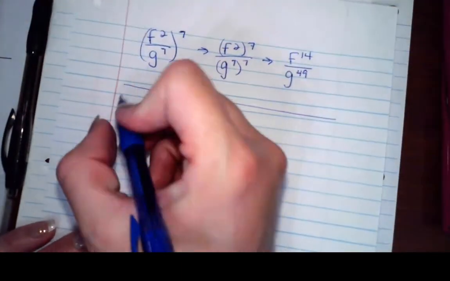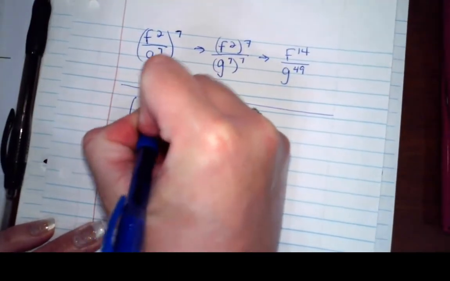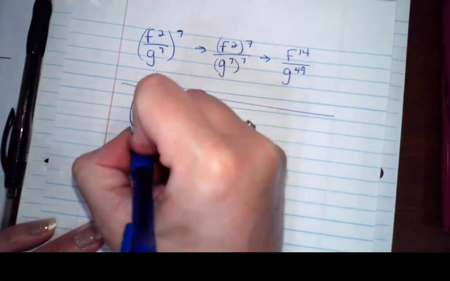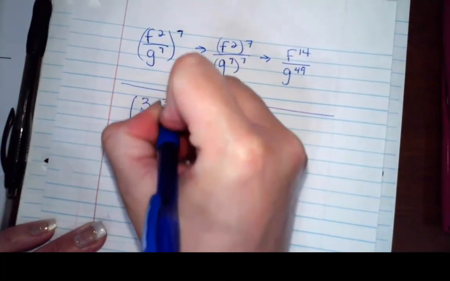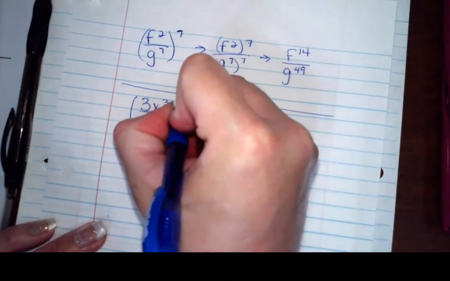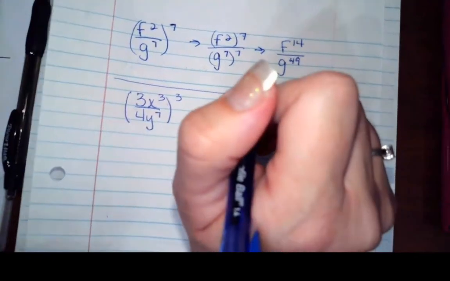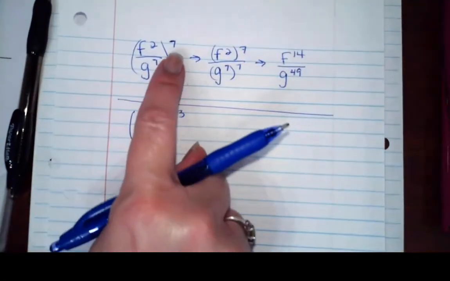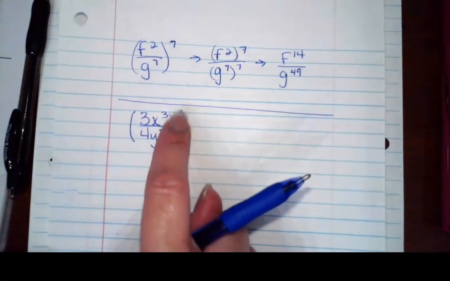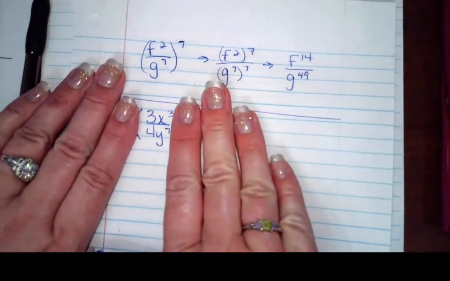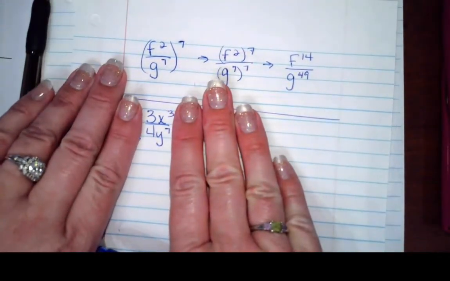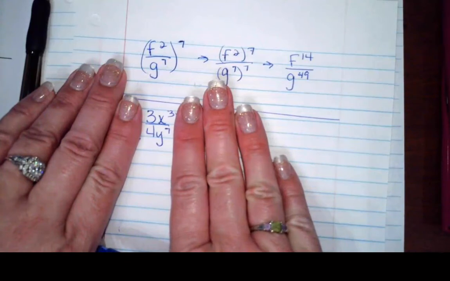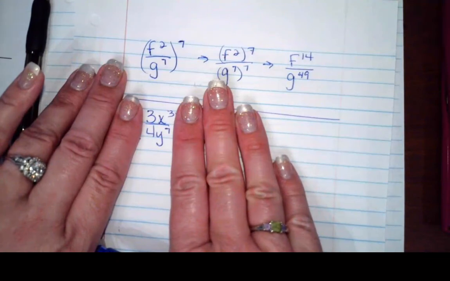So let's try another one. We have 3x to the 3rd over 4y to the 7th. And I'm going to raise that to the 3rd power. So I want you to see what we can do with this. This one is smaller. This one was 7 times. That's a lot of writing. This one is only 3 times. So again, there's nothing to be done on the inside. That fraction, the 3/4, is reduced as far as I can go. And I get 3x's multiplied on top and 7x's multiplied on the bottom. So an x to the 3rd over a y to the 7th.